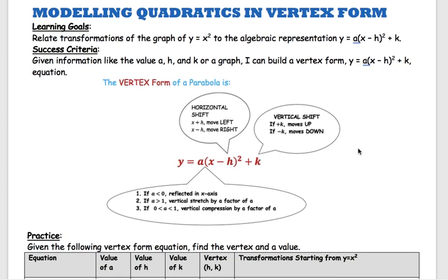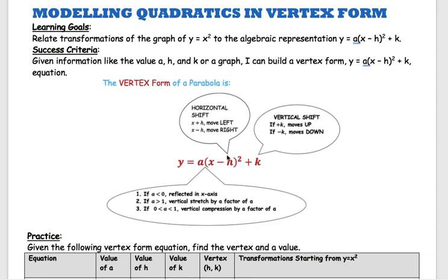So the first type of transformation that you studied was the vertical shift, or the vertical translation. So that's moving it up and down. If you had a positive k, like plus 5 or plus 3, you knew that it moved up 5 or 3. If it was subtract k, so if it was minus 3, it would be down by 3. So minus 4, down by 4.